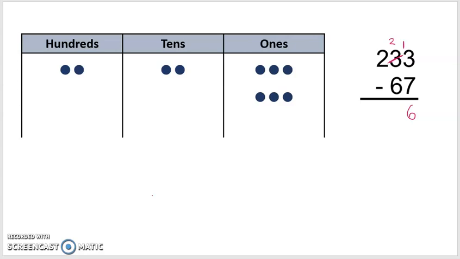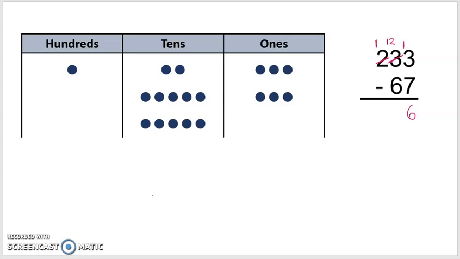Again, you cannot take 6 tens from 2, so we're going to exchange one of these hundreds for 10 tens, as so. Keeping a record of that, we now have 1 hundred remaining, so we cross out the 2, we have 1. We now have 12 tens, so I add those 10 tens to the 2 that were there, so we now have 12.